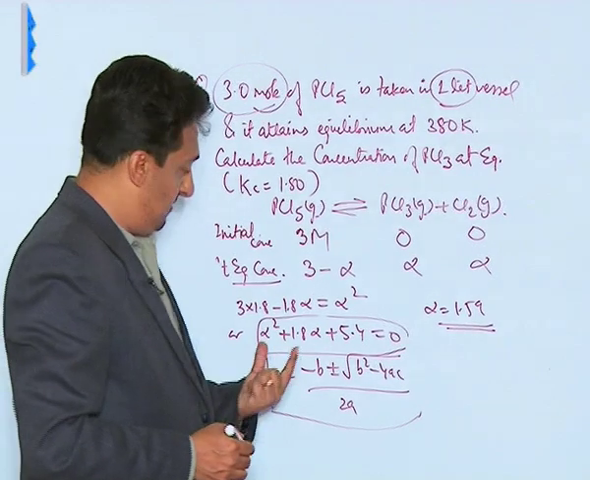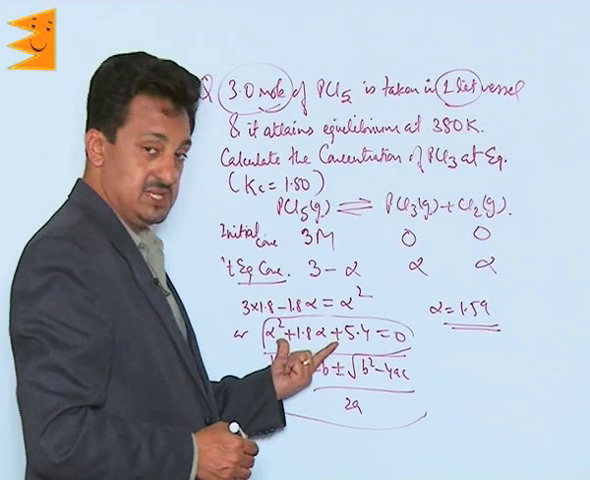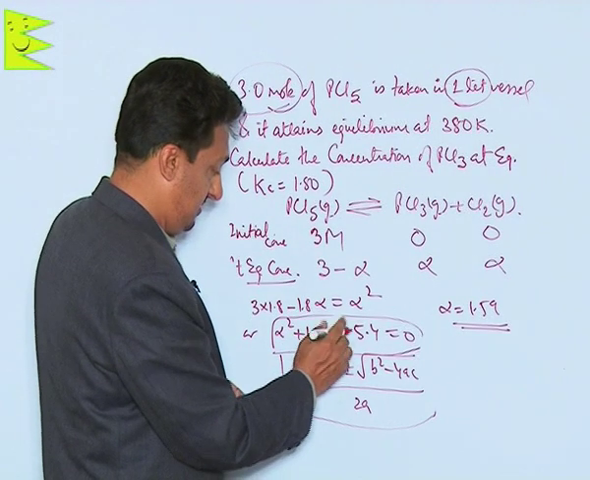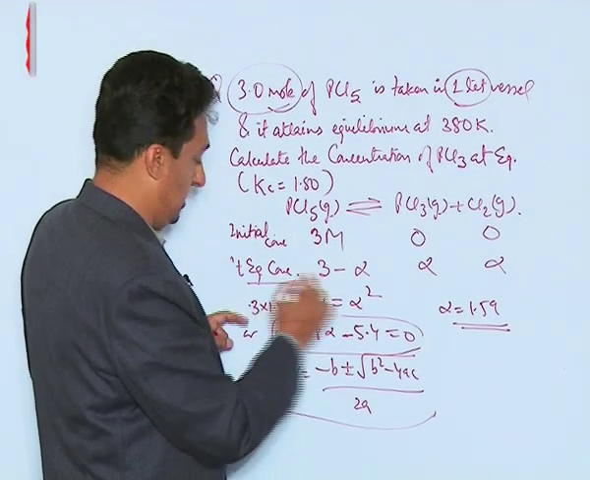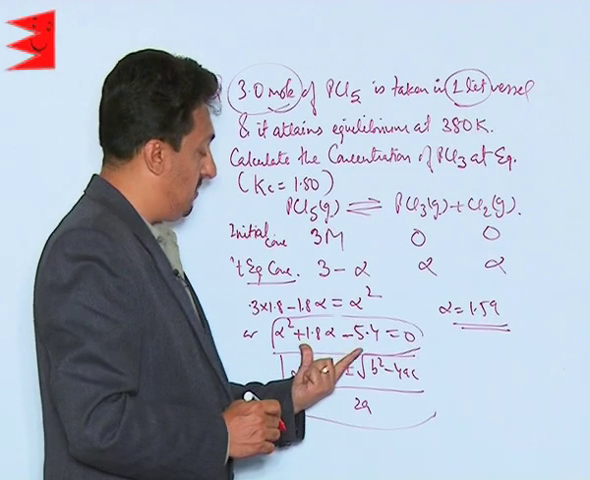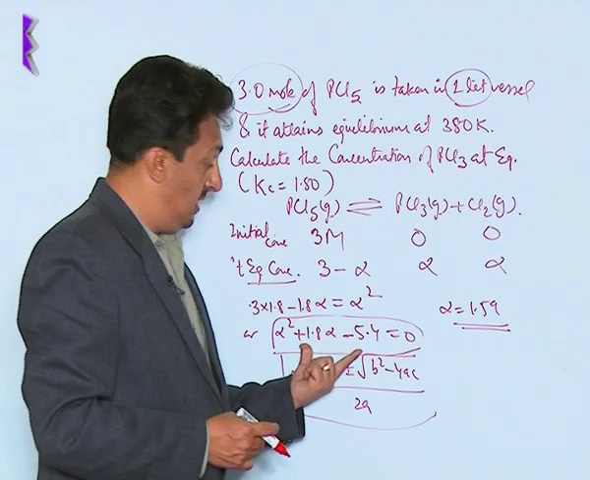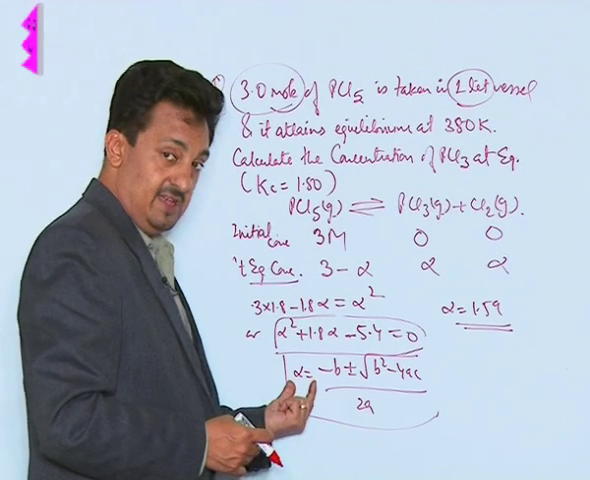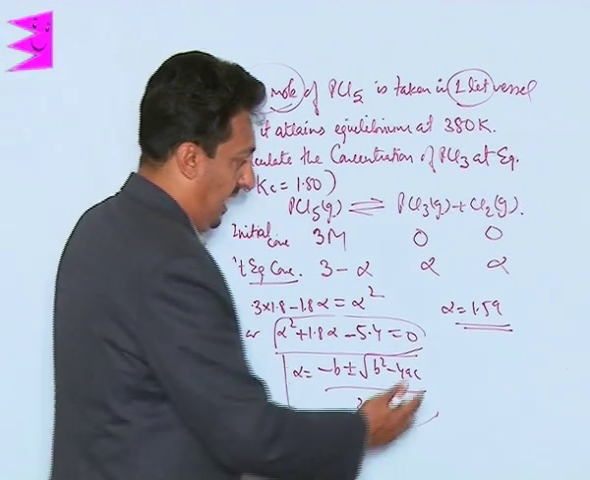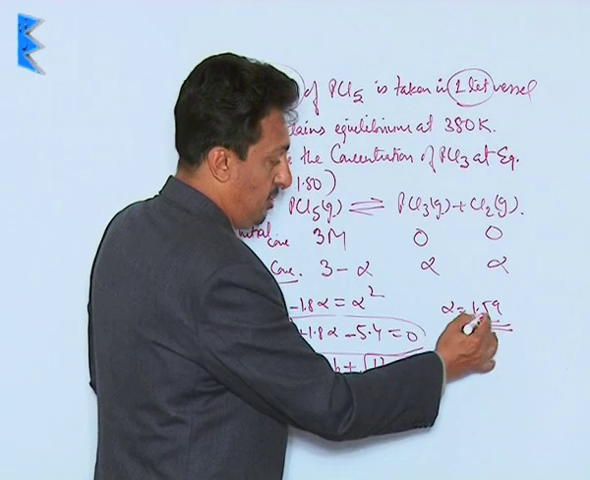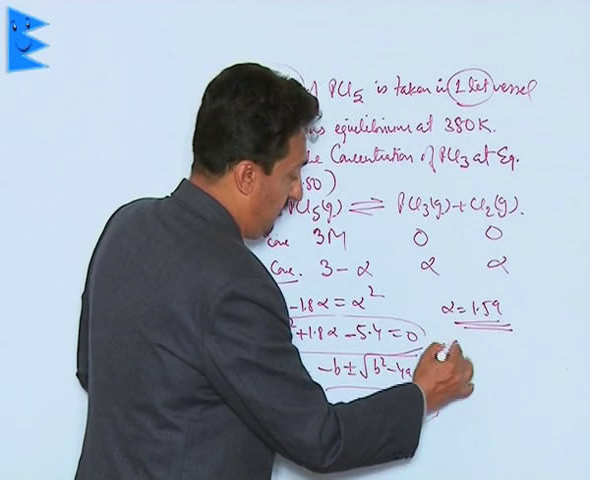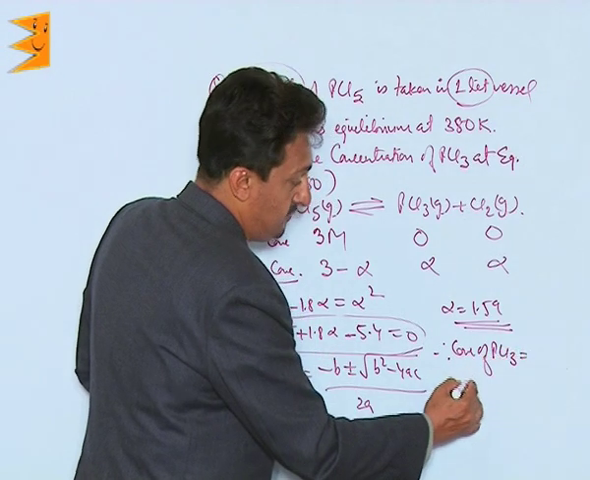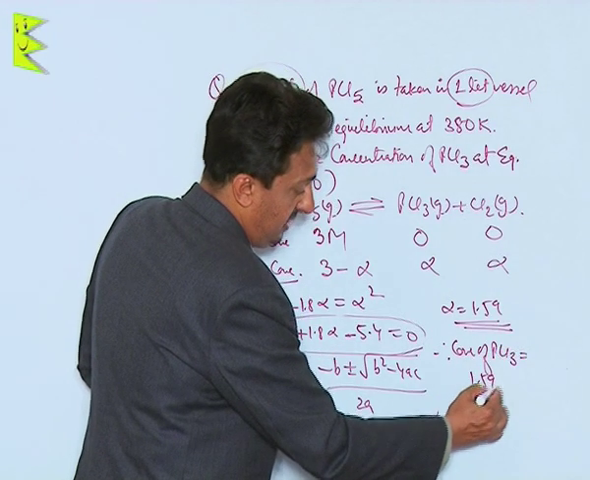So remember, whenever we get an equation like this, which we are not able to solve directly, it becomes a quadratic equation. It is to be solved like this, so that the alpha or x is determined, and in this case it comes out to be 1.59. Therefore, the concentration of PCl3 will be 1.59 molar.